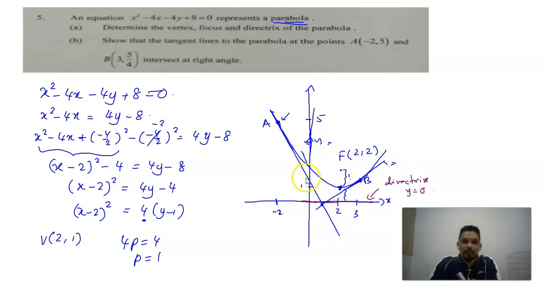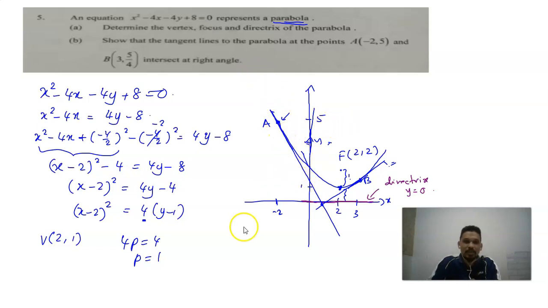So to form the equation of this line and the equation of this line, we need to find what we call the dy/dx. Okay, a parabola has no center, unlike a circle. In a circle, we can use the point on the circle with the center, form the gradient of the normal and find the gradient of the tangent.